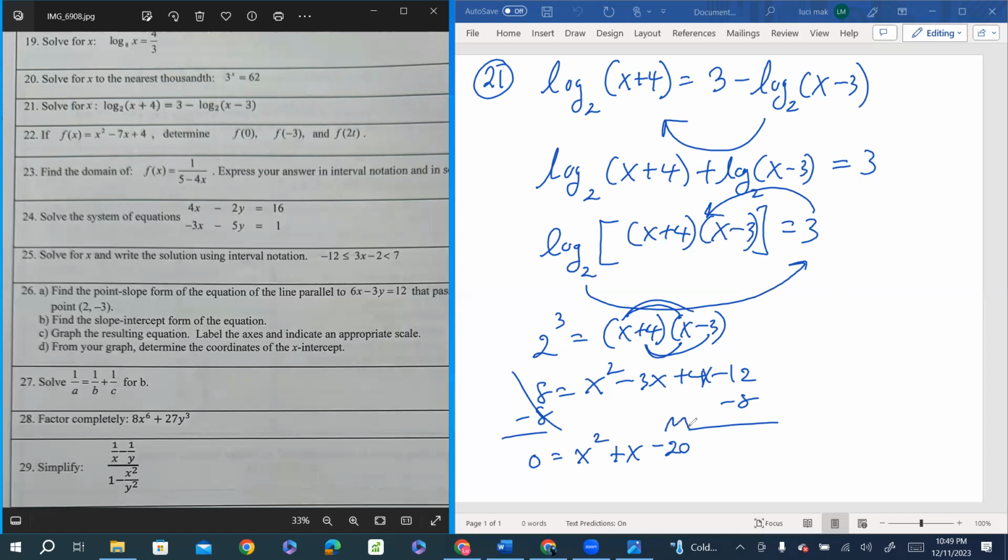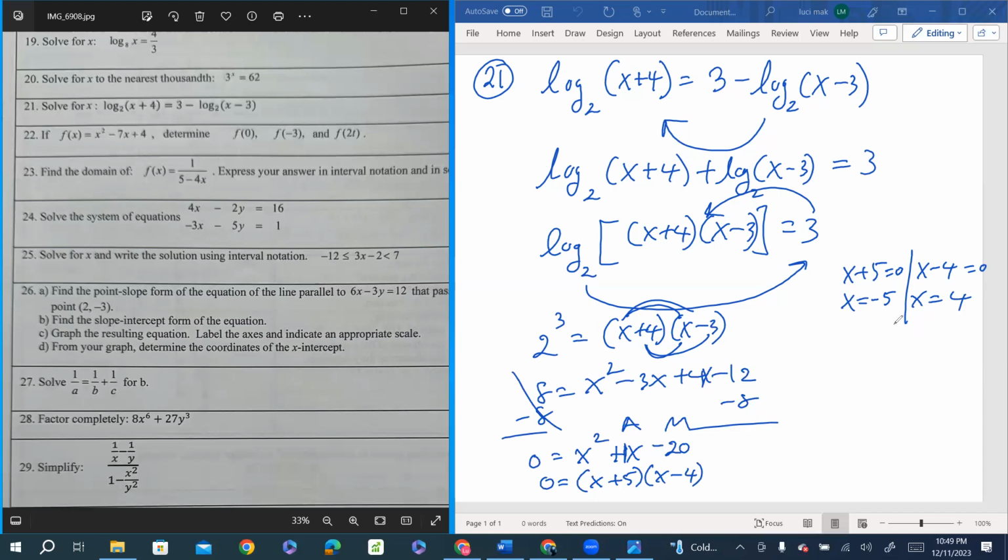So we need to find two numbers that multiply to negative 20 and add to 1. So the factors are x plus 5 times x minus 4 equals 0. So the two answers are x plus 5 equals 0 or x minus 4 equals 0. So here, subtracting 5 on both sides, x is equal to negative 5. Adding 4 to both sides, x is equal to 4. You can check these.